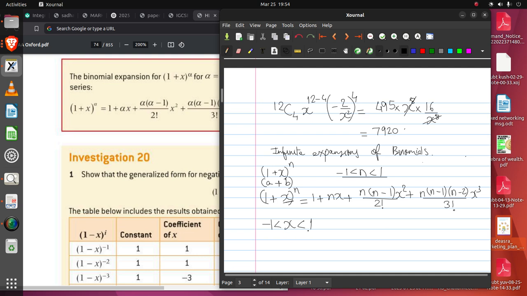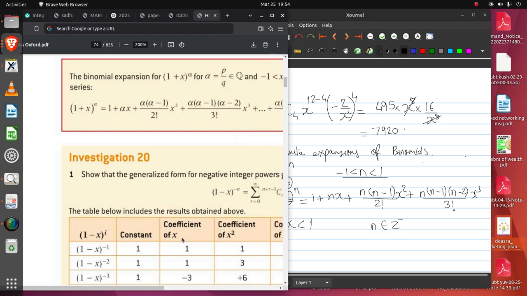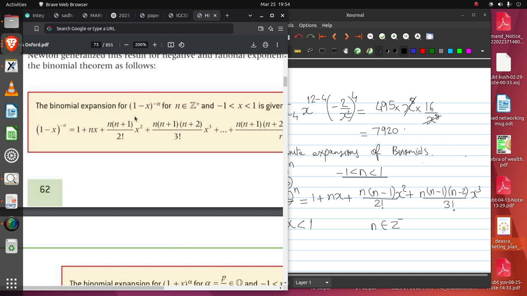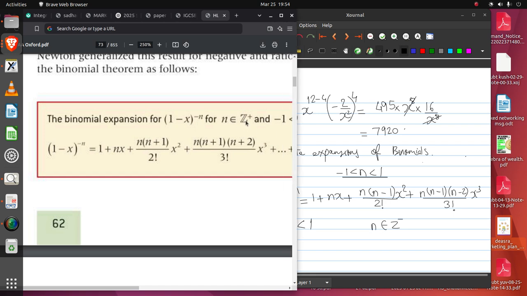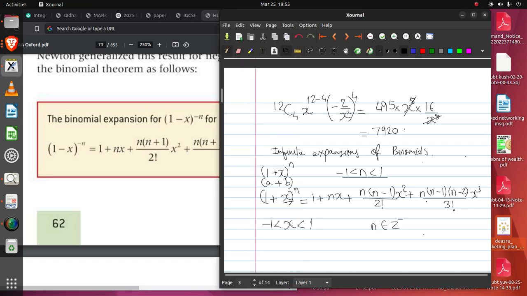All right, and this power here may be a fraction, or it may be a negative integer. When you have a negative integer like this, they have written -1, which means n belongs to positive integers, so the power basically is negative. In that case the formula applied is this. And this is the case where n is a fraction between -1 and 1. The formula is basically the same.